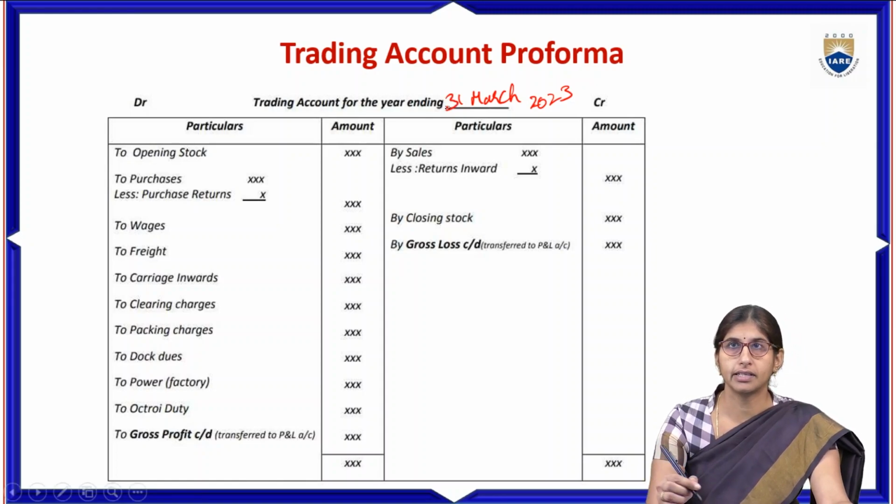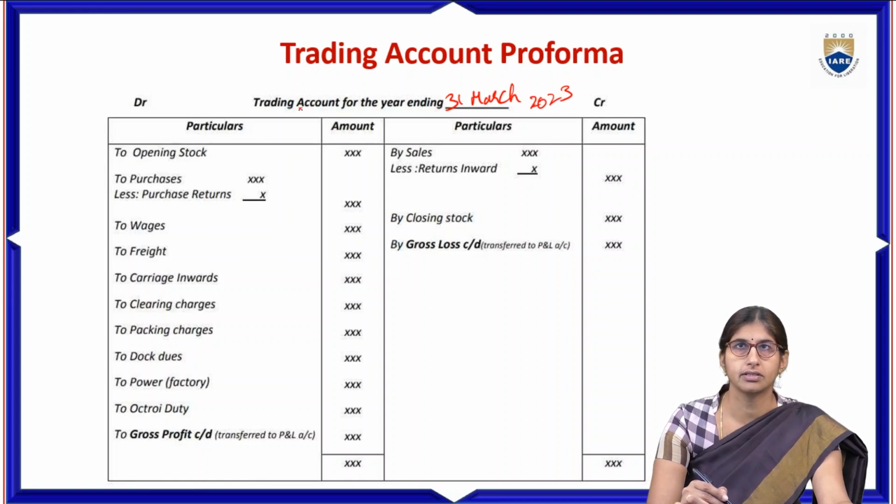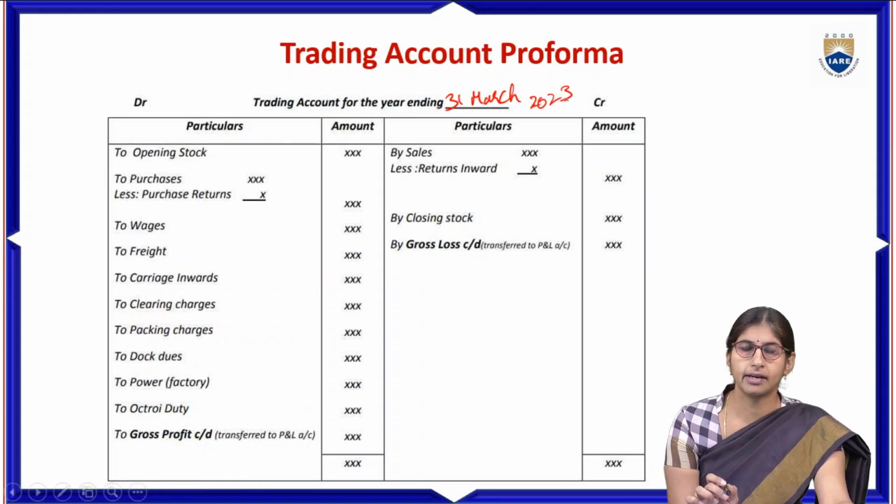We can write it like this. The heading of the trading account is Trading Account for the year ended 31st March 2023. And it is a T-shaped account. Whenever we call it an account, account means ledger. So this is a trading ledger account, we can understand it in that way, and it is a T-shaped account.